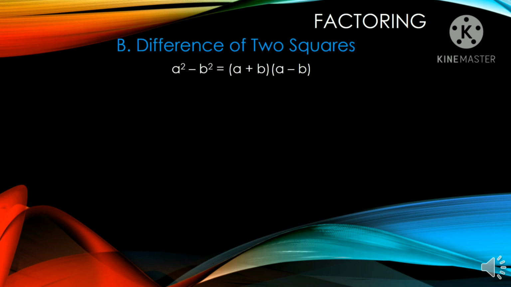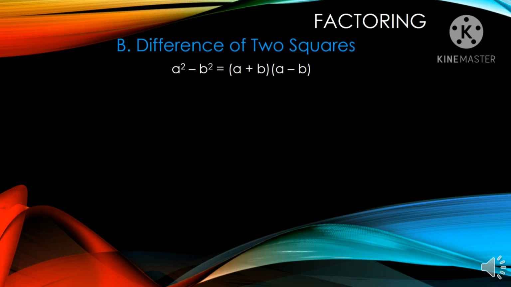Letter B, difference of two squares. Ito madali lang. Difference. So meaning to say, the operation involved between two quantities is subtraction. Two squares. That means to say, perfect square yung dalawang quantity. Yung a square perfect ba? Yes. Yung b square perfect ba? Yes. So kung ganito siya, that would simply be equal to a plus b times a minus b.